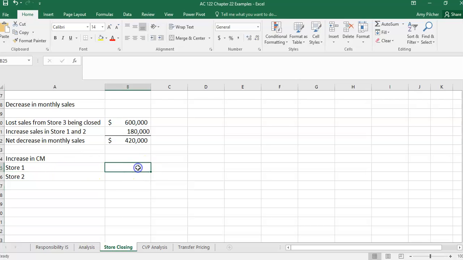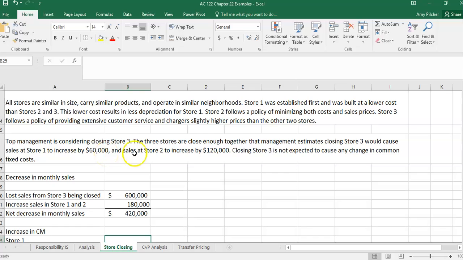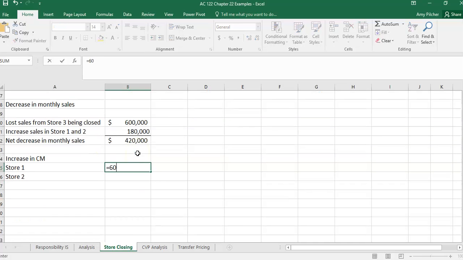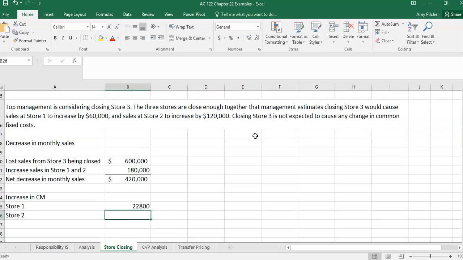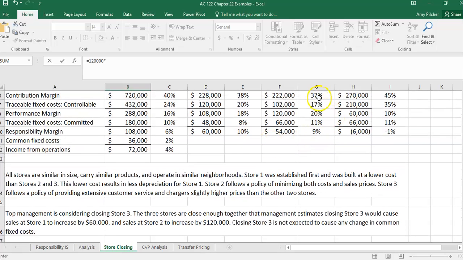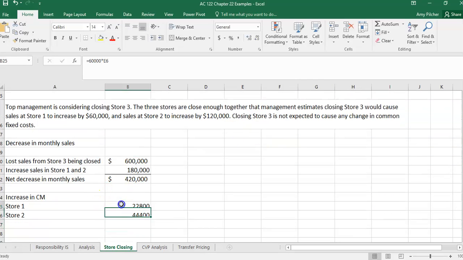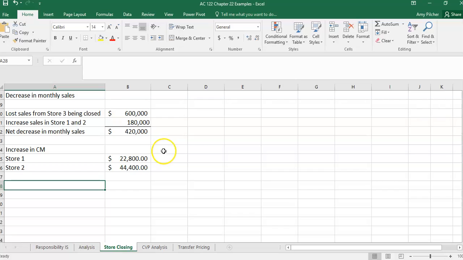At store 1, our sales are going to increase by 60,000. So our increase in contribution margin is 60,000 times our contribution margin ratio of 38%. In store 2, we're going to increase sales by $120,000. So take that 120,000 times the contribution margin ratio for store 2, which is 37%. So we have a total increase in contribution margin for store 1 and store 2.